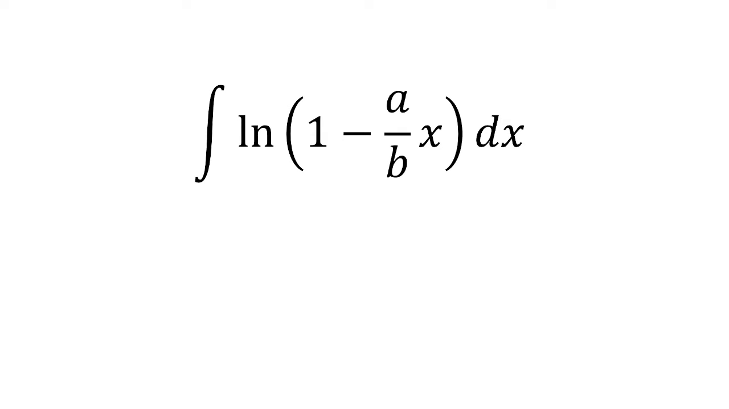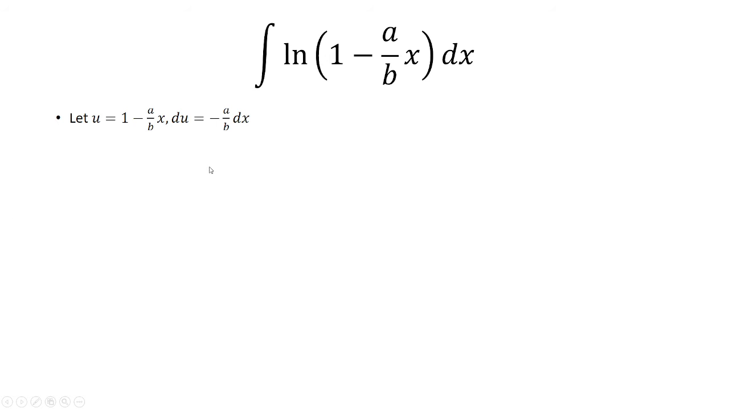In this video, we'll be integrating ln of 1 minus a over b times x dx. First, I'm going to let u equal 1 minus a over b times x, and then the derivative will be negative a over b dx. So here a and b are just constants.